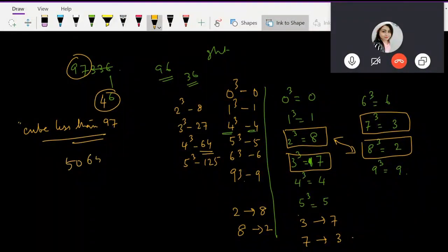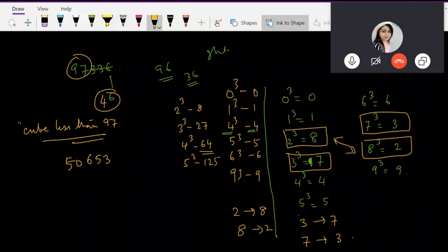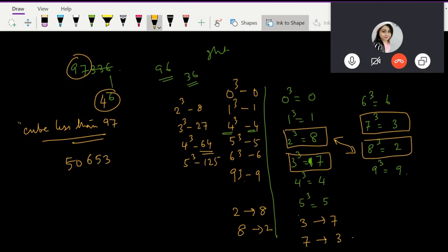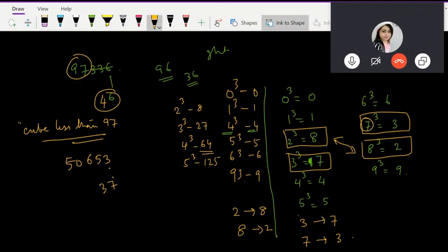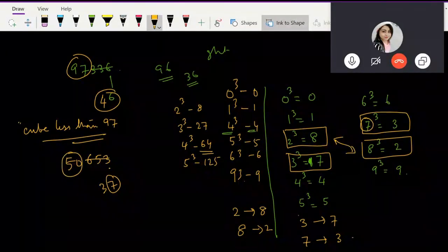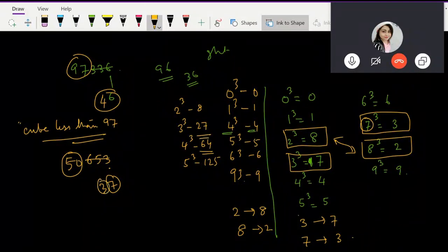If I have 50653, the last digit is 3, so the last digit of the root would be 7. And ignoring the 3 digits, we have 50. The cube less than 50 is 27, which means 3. So the answer is 37. Clear?